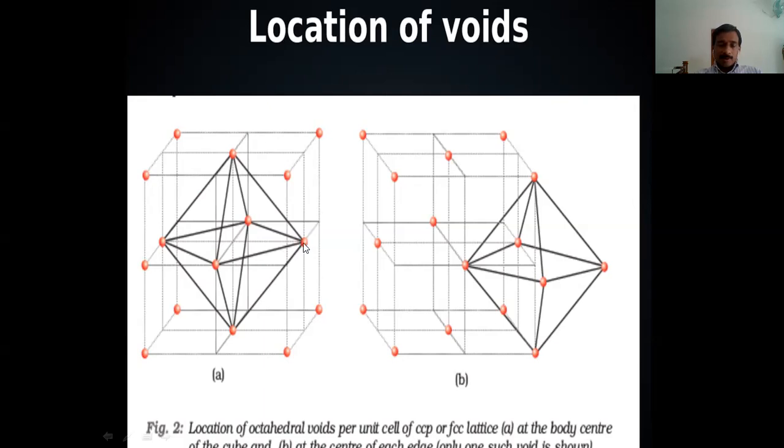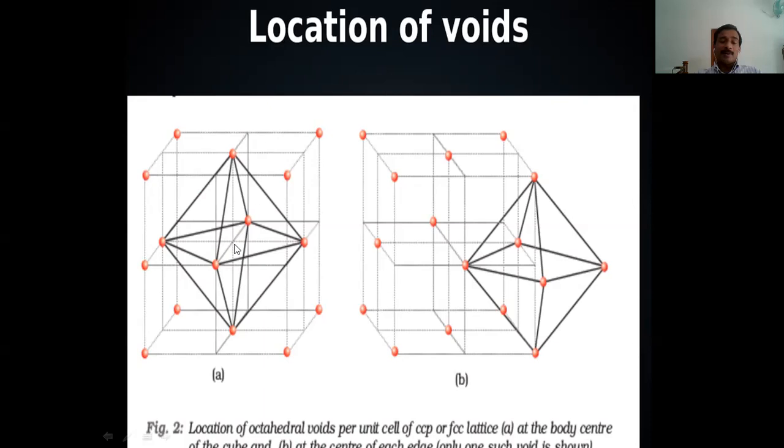It is the right side. One particle is present here. Left side face. One particle is present here. It is the upper face. One particle is present there. Bottom face. One particle is present here. Total how many? 1, 2, 3, 4, 5, 6. 6 spheres. In between 6 spheres, you can see a free space, and that free space is known as octahedral void.